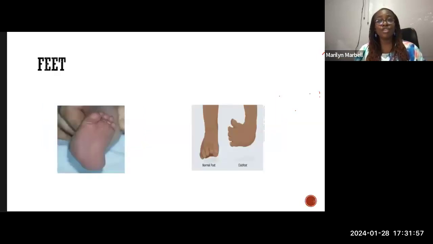It could be the foot. This is quite common. We have club foot, so that the foot is turned inwards, or you can have talipes valgus.